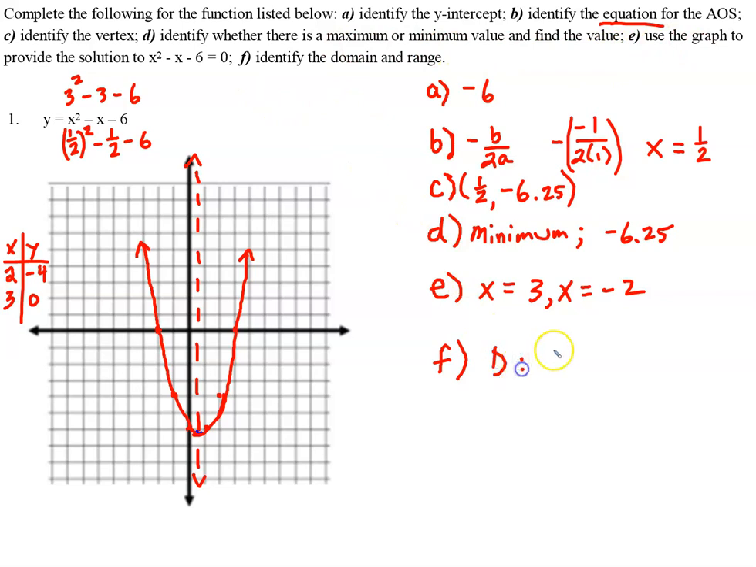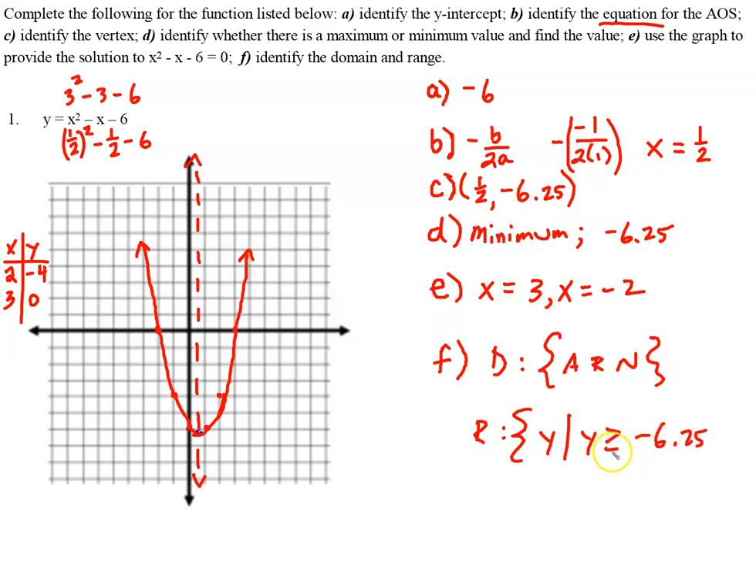So domain is going to be all real numbers. And then the range will be only y's that are from -6.25 and going upward from that. So we're going to include -6.25 and all the y's that are getting bigger than that number. The graph is going up. Okay, so that is the complete answer for number 1.